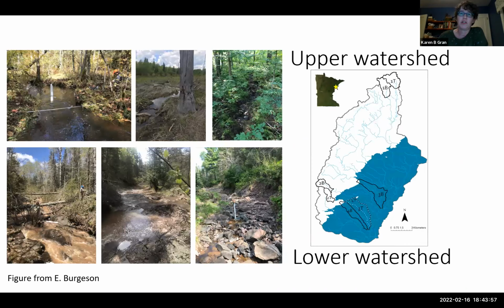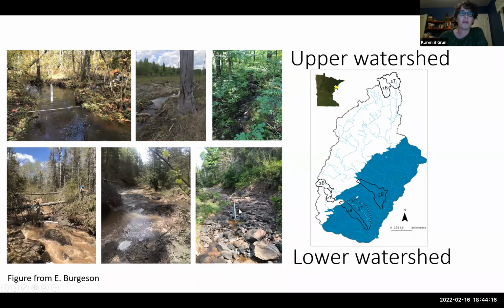We separated the watershed into the upper watershed. These 3 pictures up at the top are taken from that area. It's a low gradient hummocky landscape, has loamy soils, greater depth to bedrock. And then the lower watershed, which is sort of the steeper area that was covered by Glacial Lake Duluth near the end of the last glaciation.